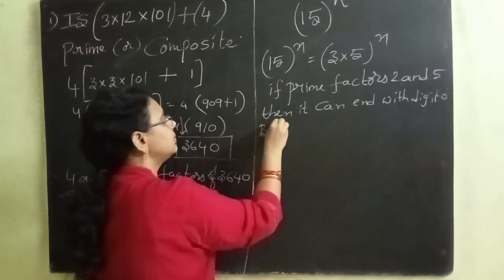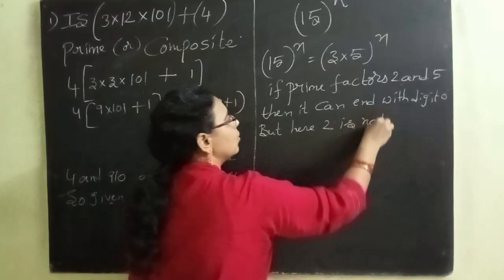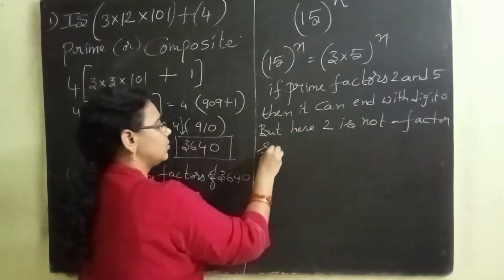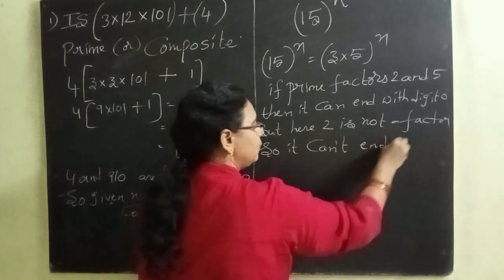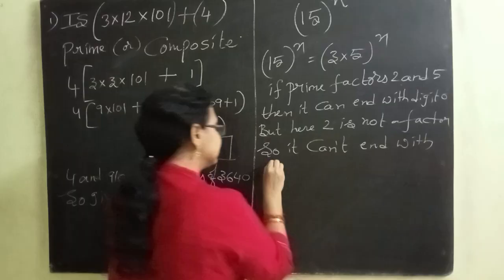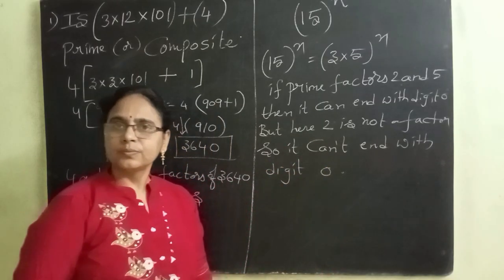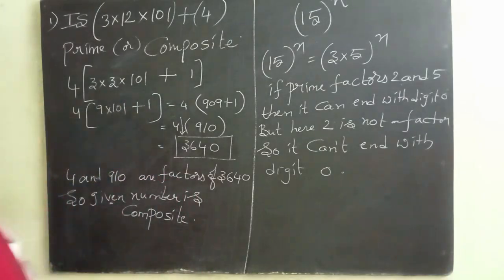But here 2 is not a factor, so it can't end with digit 0. Understand? So it doesn't end with digit 0.